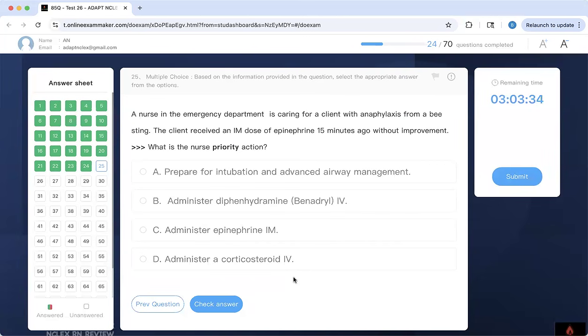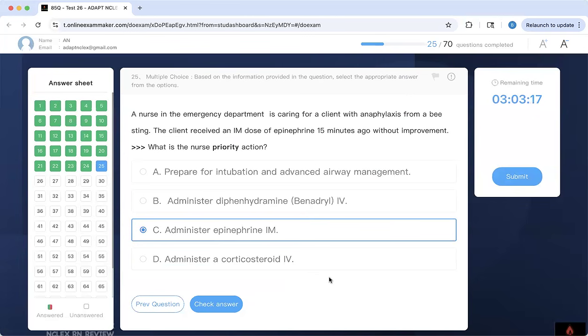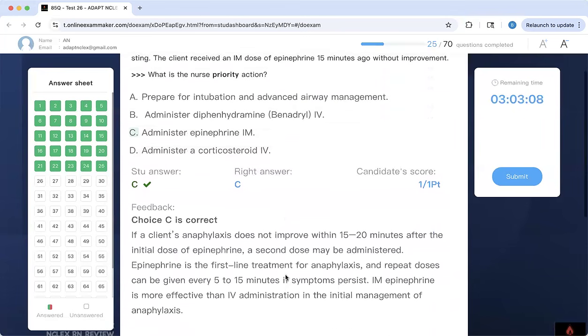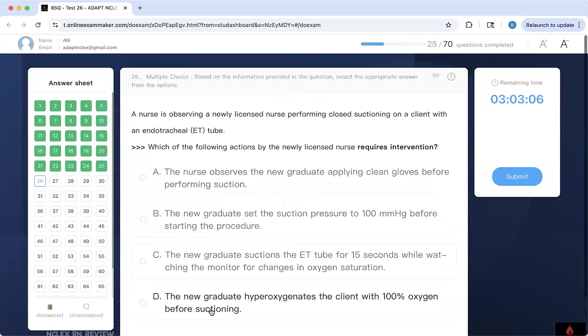This is testing your knowledge on what? Anaphylaxis and the use of epinephrine. Pause the video and pick your answer. The right answer is C. Why? Epinephrine, bee sting, we can give it every 5 to 15 minutes if the patient is not doing well. After 15 minutes, if still having issues, keep on giving it before you move on to a Benadryl or steroid. Epinephrine still remains the first agent, so keep on giving it.